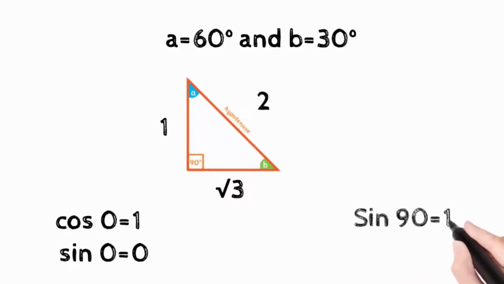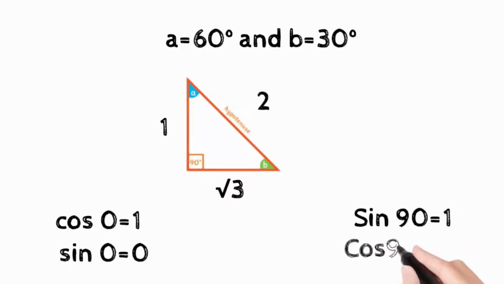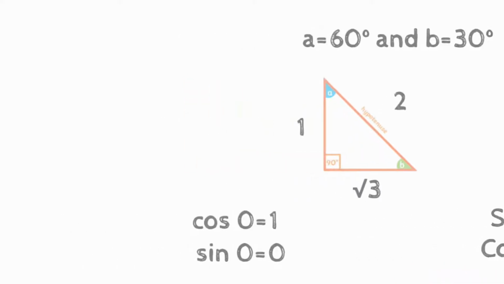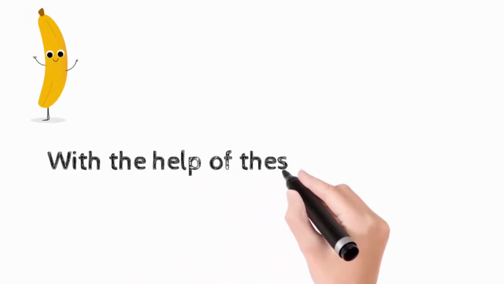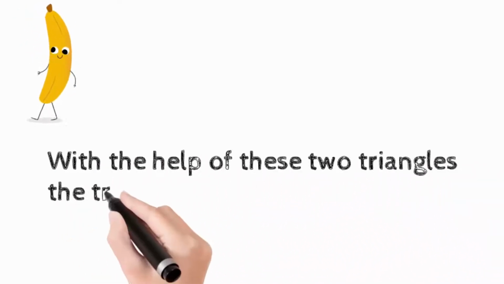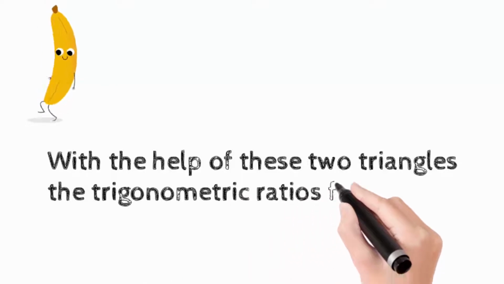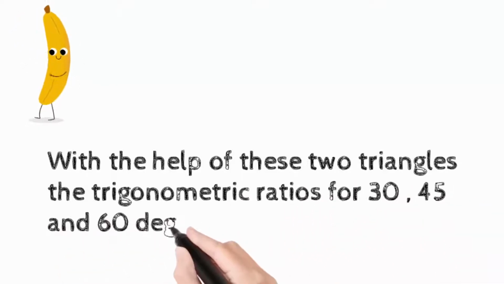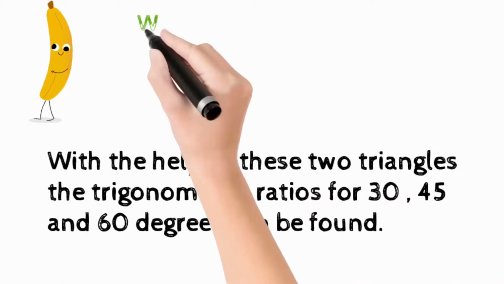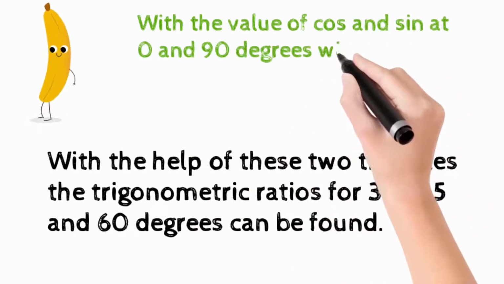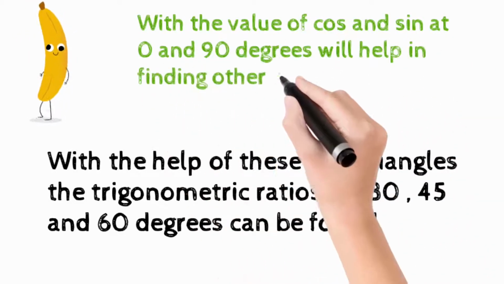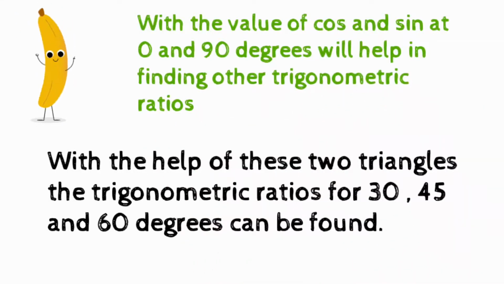The value of sin 0 is 0, cos 0 is 1, sin 90 is 1 and cos 90 is 0. So whenever sin becomes 1, cos will be 0, and when cos becomes 1, sin will be 0. Now with the help of the two triangles where we had the values of 30 degrees, 45 degrees and 60 degrees, the trigonometric ratios can be found. And with the help of cos and sin at 0 and 90 degrees, the other trigonometric ratios can be found.